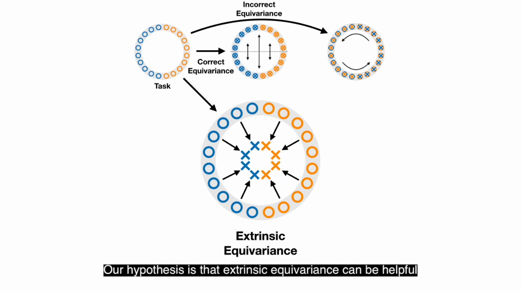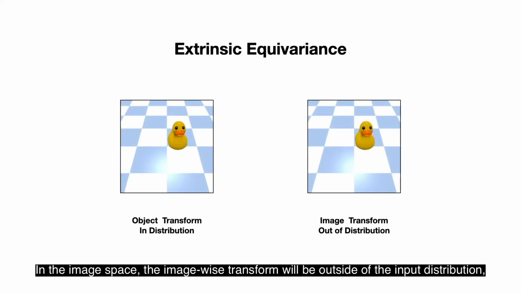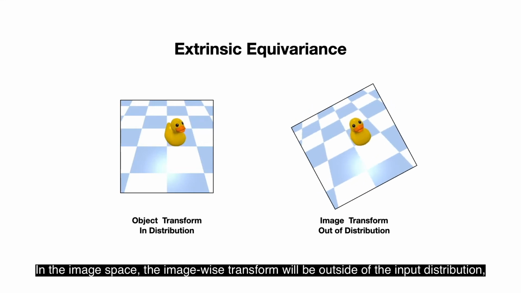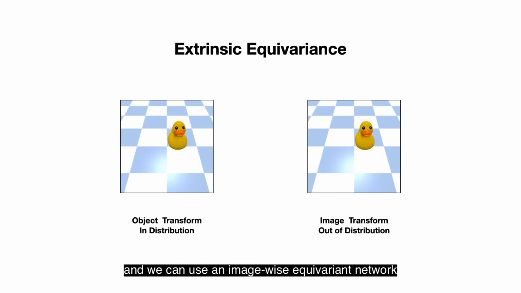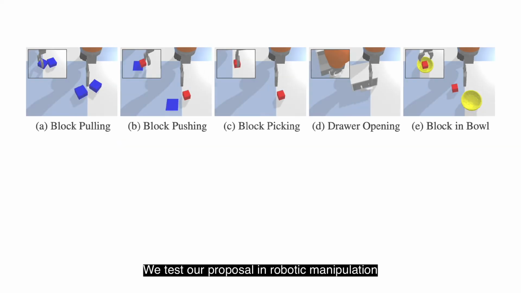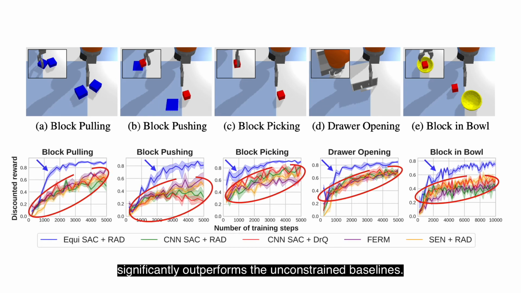Our hypothesis is that extrinsic equivariance can be helpful because it makes it easier for the network to generate the decision boundary. In the image space, the image-wise transform will be outside of the input distribution, and we can use an image-wise equivariant network as extrinsic equivariance to aid learning. We test our proposal in robotic manipulation, where the observation has a tilted view angle. We show that the extrinsically equivariant method in blue significantly outperforms the unconstrained baselines.